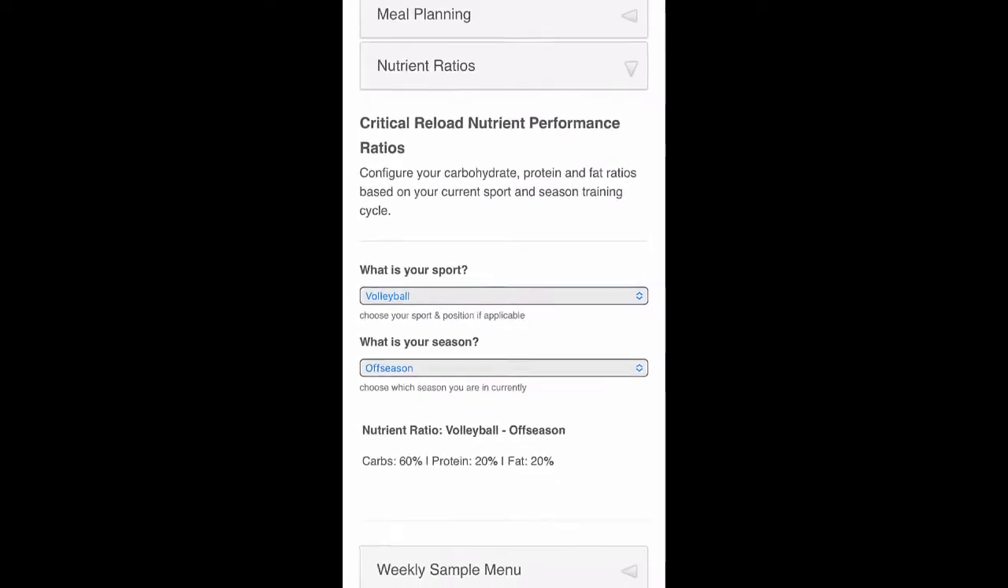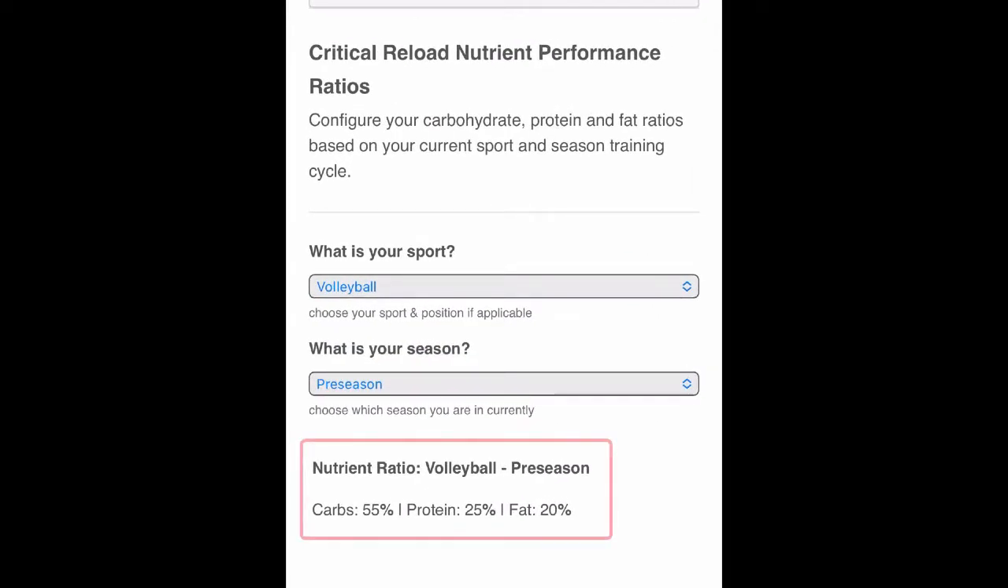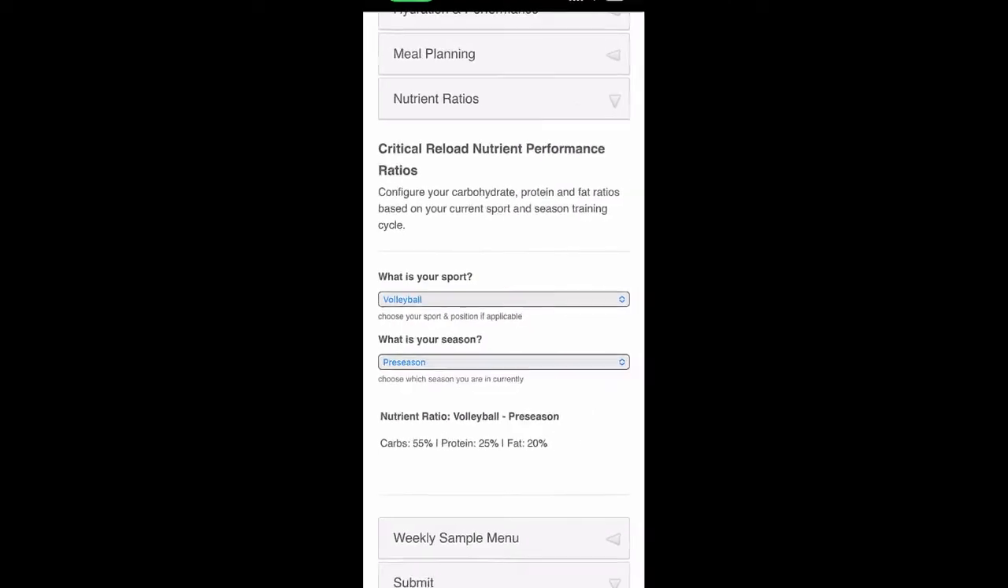And what's incredibly valuable about the calculator too is there are different times of the year you have different nutritional needs because activity levels change, levels of stress and duration. If I select preseason, we see how nutrient ratios have changed. They've changed from the carbs to proteins and fats. We've actually decreased a little bit of carbs. We've increased our protein in this preseason.